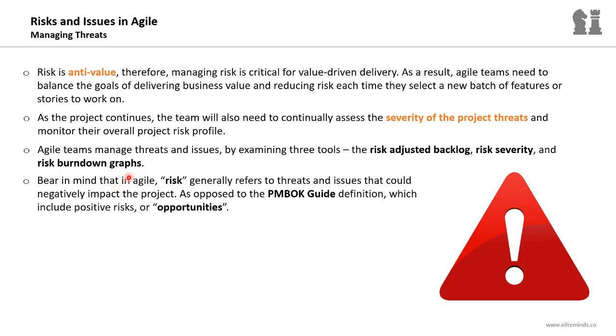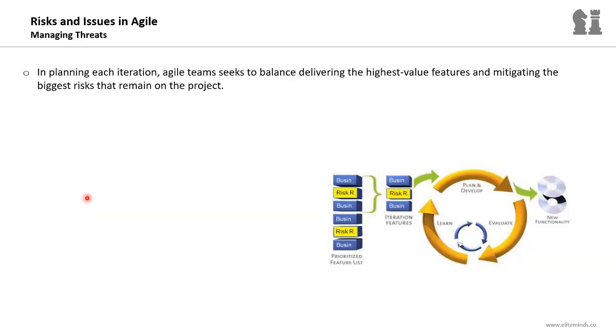Bear in mind that in Agile, risk generally refers to threats and issues that could negatively impact the project, as opposed to the PMBOK definition, which includes positive risks or opportunities. So risks in Agile are only anti-value events. They are threats and issues.